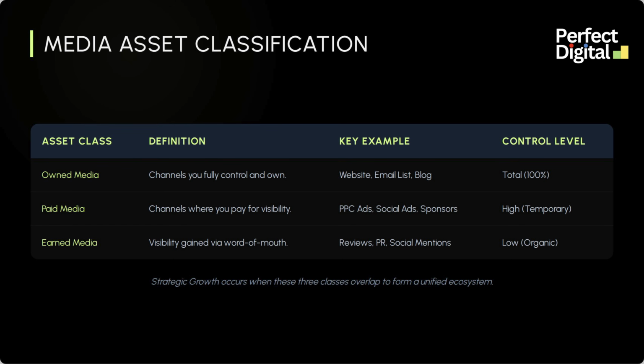Earned media. This represents the organic visibility gained entirely via word-of-mouth validation, such as customer reviews, public relations features, and social media mentions. While the control level here is low due to its organic nature, it carries incredible credibility. Strategic growth occurs beautifully when these 3 separate classes overlap to form a completely unified system.